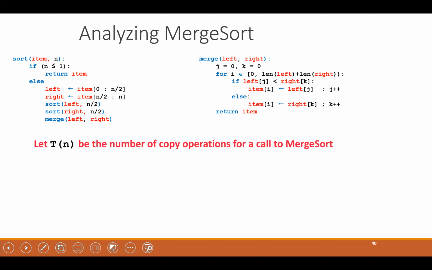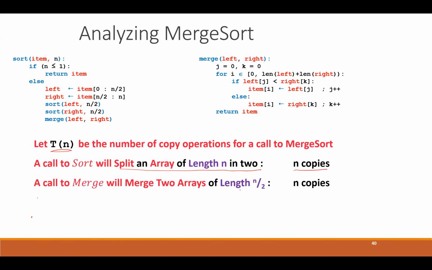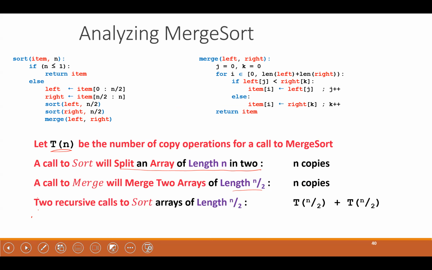So, right, questions so far? Okay, so let's make a recurrence now for this. So we're going to let T of n be this recursive function. So T of n is the number of copy operations for a given call to merge sort. And I know that, well, when I split the array into 2, I make n copies. When I merge the 2 arrays of length n over 2, I make n copies. And then I have 2 recursive calls to sort here and here. And those are my recursive calls, so they're T of n over 2.